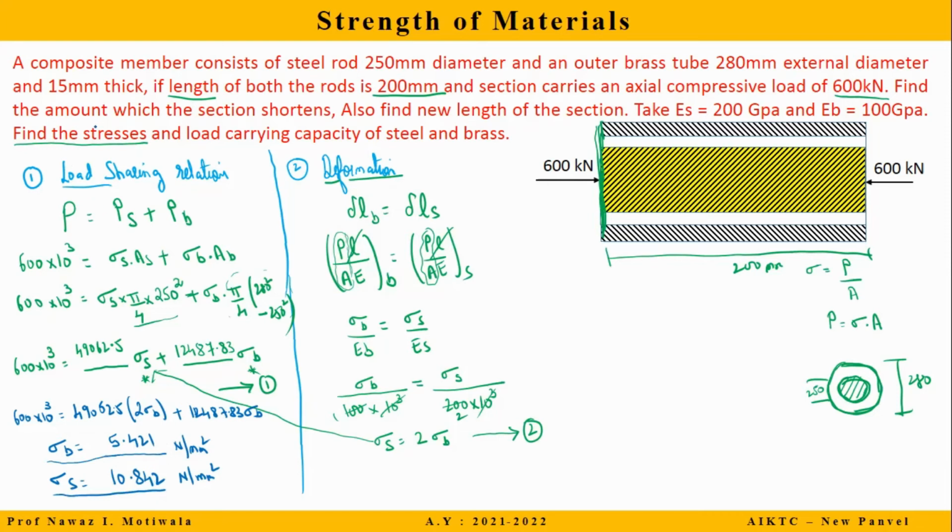So with this, we have completed this part: what are the stresses in the bar? The next thing required was to find the load carrying capacity of the steel. Now it is again simple. Once we got the stress, we can find all the values. Now it is required to find what the load is. So we have the formula: load of steel is equal to sigma of steel multiplied by area of steel, 10.842 multiplied by, what should I write for area of S?